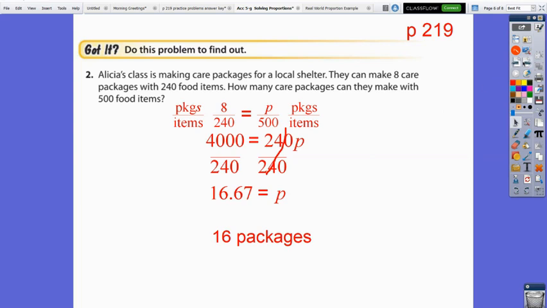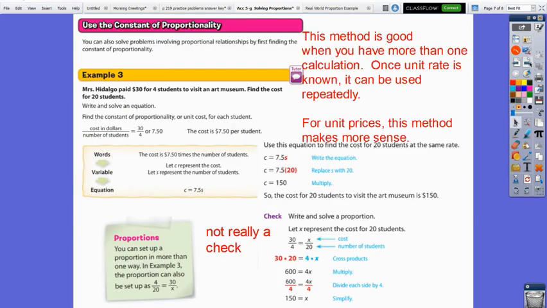All right, so some of you might say, well, isn't it just as easy to do 240 divided by 8, or 8 divided by 240 in this case, to get a sort of unit rate for how many care packages per food item or food items per care package, and then just multiply? And that is the case with all proportions that you could use.